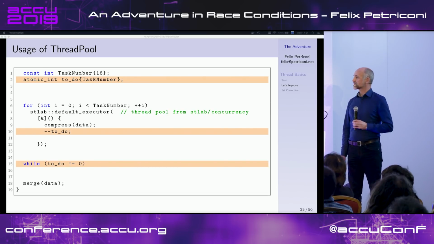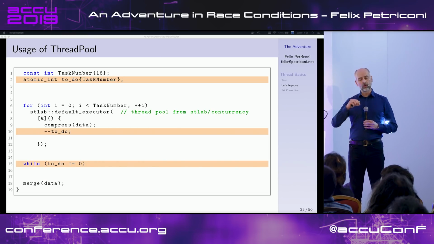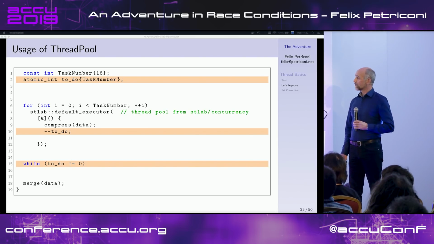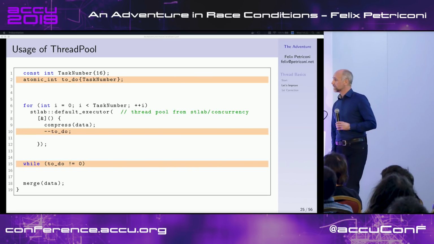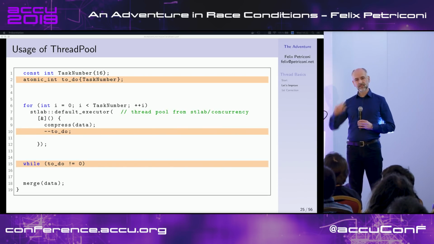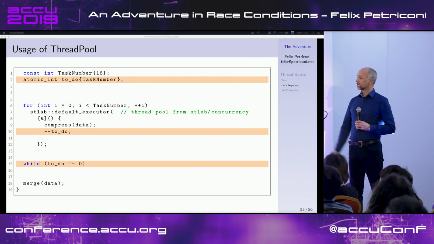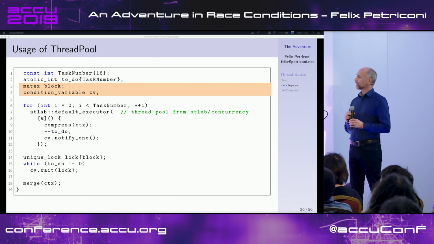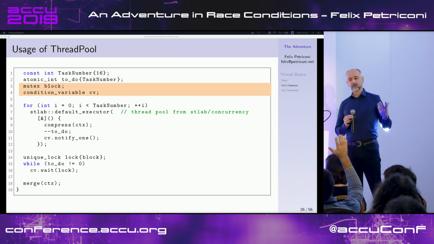But in this case, we have to signal somehow that we are done, so that all stripes were compressed. For this, we use an atomic counter, and we decrement it whenever one stripe was compressed, and we loop until we are done.